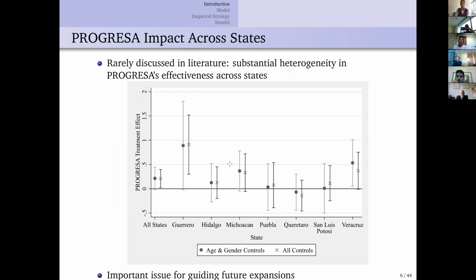And so I think this is an important point, and it's an important issue to think about when we're thinking about future expansions, not necessarily in Mexico, but maybe in other parts of the world.